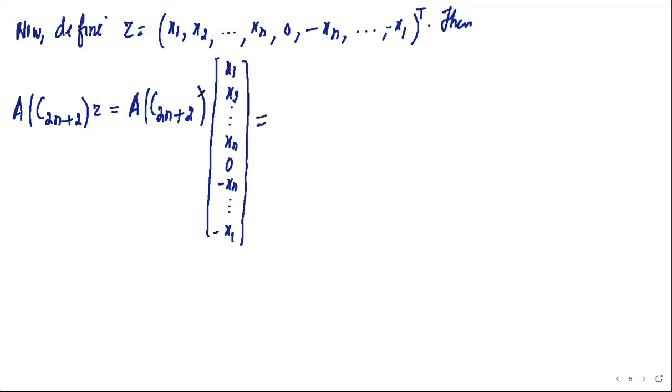Now we know the structure of the adjacency matrix of a cycle graph on 2n plus 2 vertices. If we look at the first row of the adjacency matrix of C2n plus 2, that is the row corresponding to the vertex v1. So let's first construct this C2n plus 2 here.